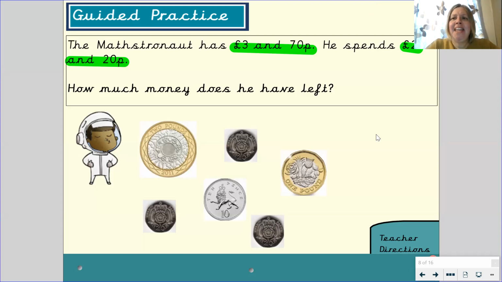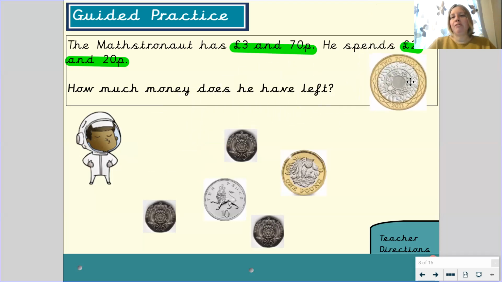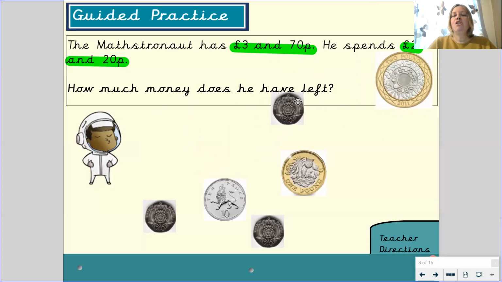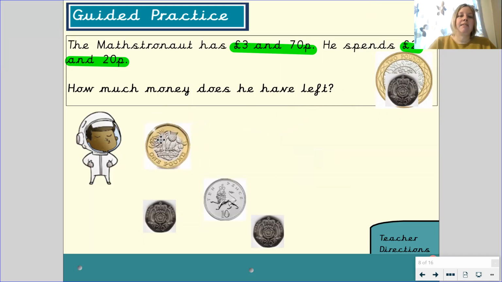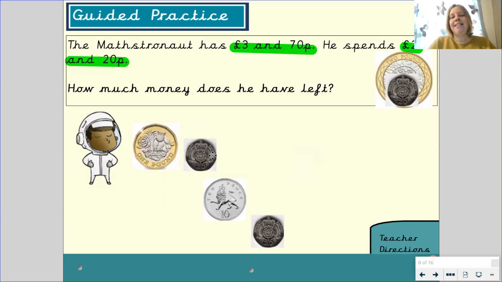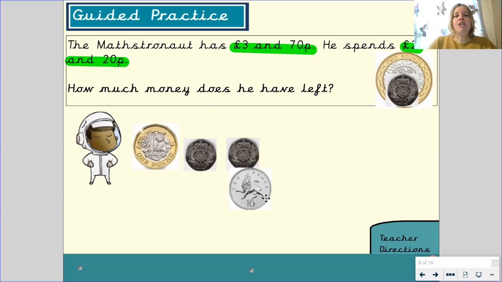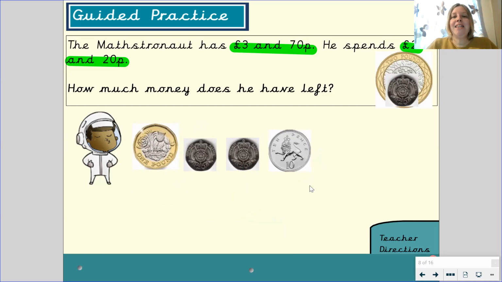So I'm going to do this by taking some coins away. He spends £2 and 20p. So I'm going to take a £2 coin away and put it up here because I've taken it away. Then I'm going to take the 20p away because I know he has spent it. Then this is the money that the astronaut has left. Can you pause your video and add these coins together to see how much the astronaut has left?